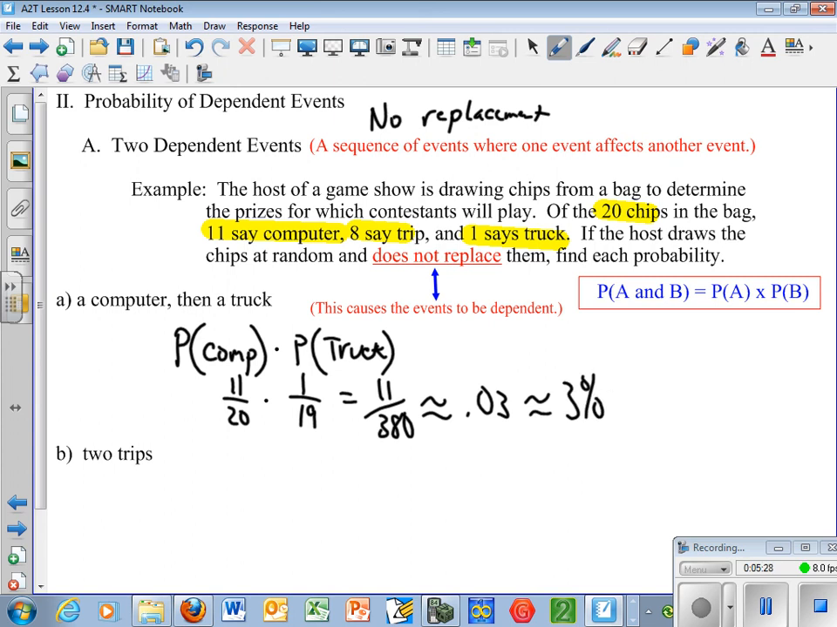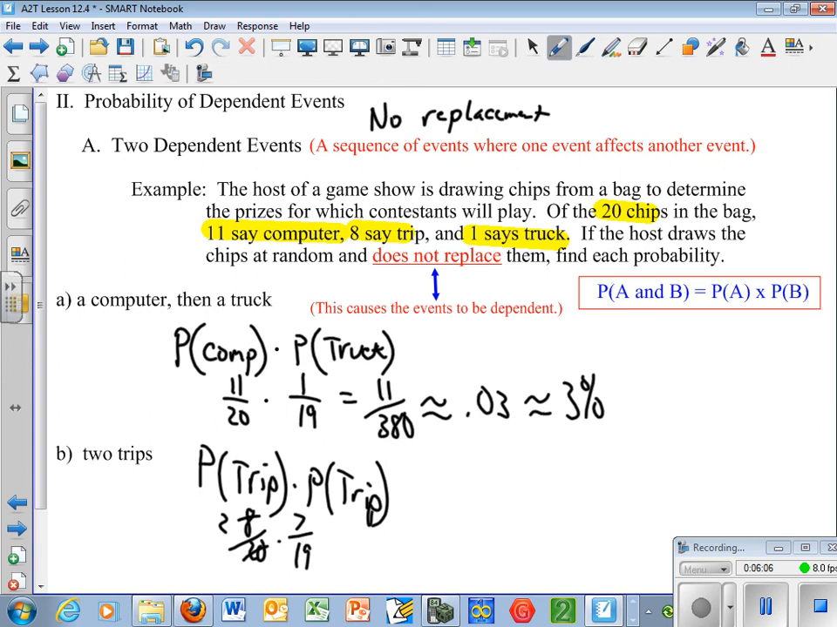Okay, what's the probability of getting 2 trips? So probability of a trip on the first draw, and then a trip on the second draw. When we look at the second one, a trip is already drawn out on the first one. So probability of a trip would be 8 out of 20. Now on the second draw, I've already taken a trip out, so now there's only 7 that say trip left out of 19. This is what makes it dependent now, because you've already drawn a trip out on the first one. We can do a little reducing here.